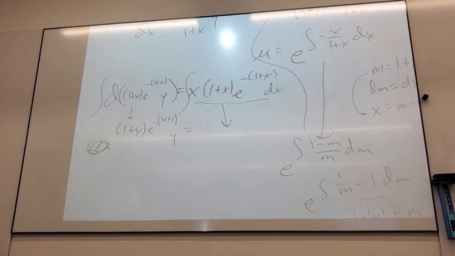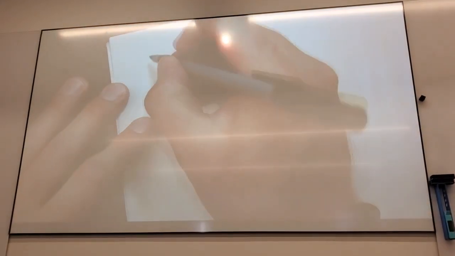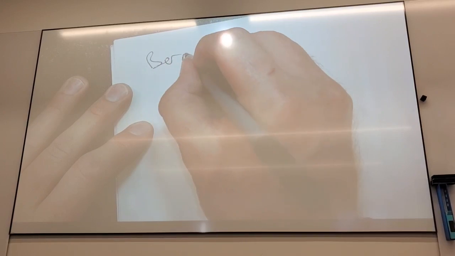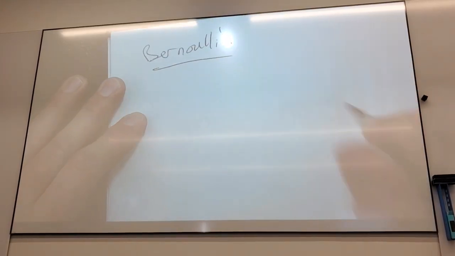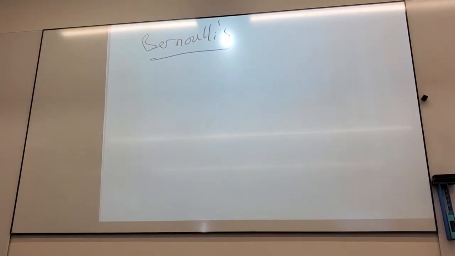So let's do this. I gave out last time something that had, did I give that out? I gave it out a while back. That's got all the various types of differential equations in chapter 2. Right? So let's look at Bernoulli's real quick.